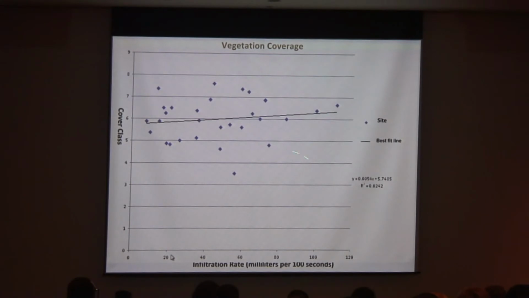And as you can see, the sites are very scattered, which means there is not really a relationship between cover class and infiltration rate. The best fit line value is 0.0242, and a really good best fit line would be 0.9.